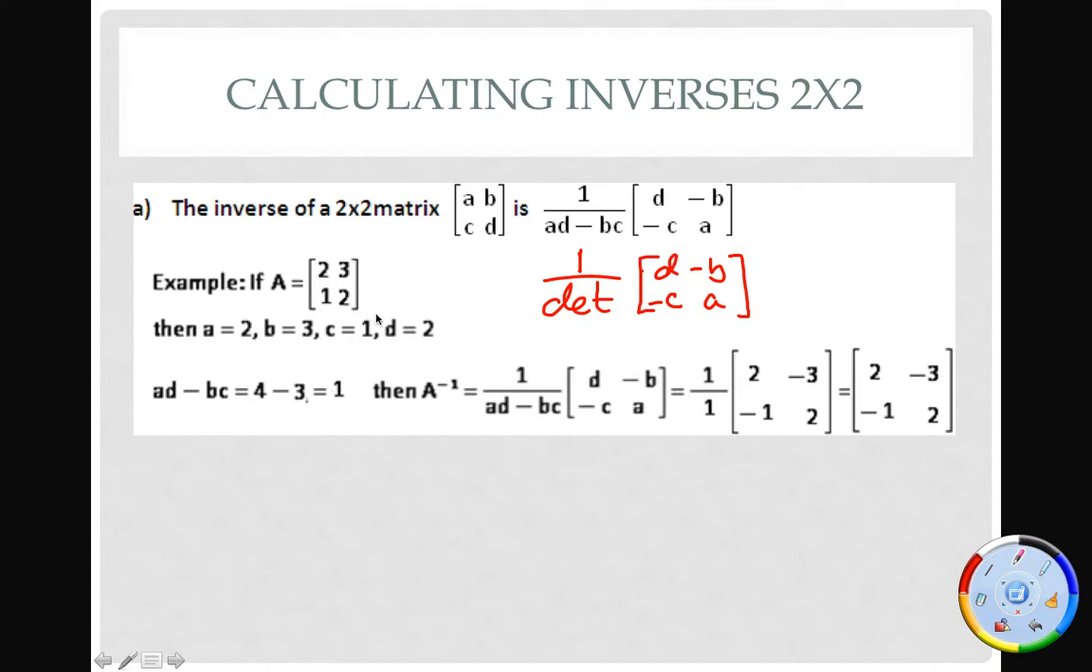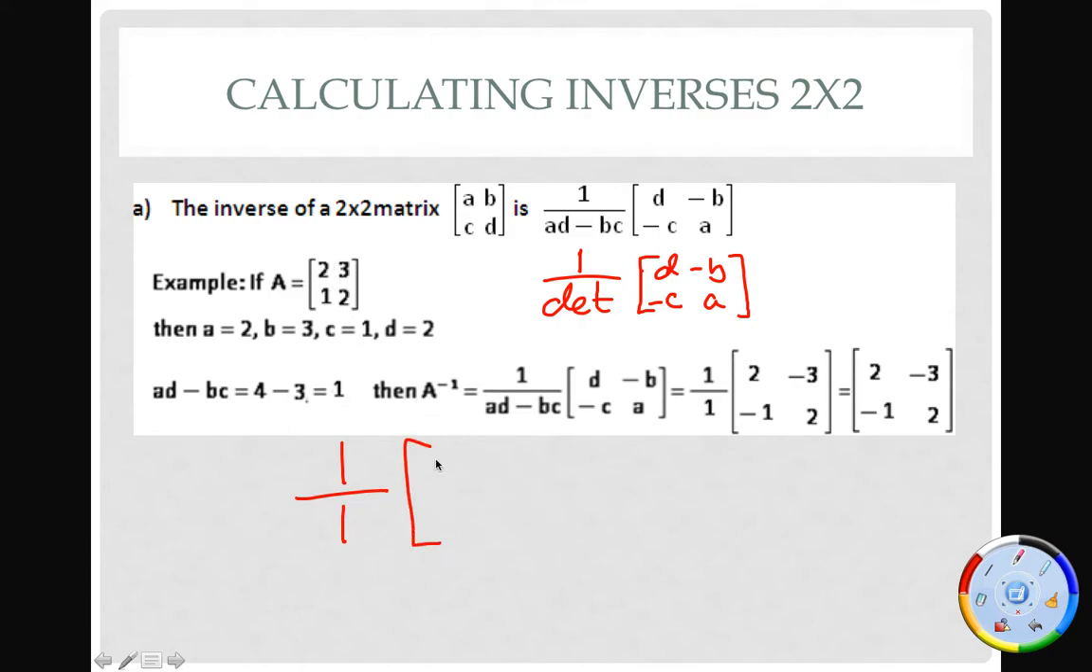So if you look at the example that was given here, the matrix 2, 3, 1, 2. You can do it this way if you'd like, if you just pick out the pieces A, B, C, and D. But if we look at this, what's the determinant of matrix A? Well, the determinant is 4 minus 3, which is 1. So here I get 1 over the determinant, which was 1, times the matrix.